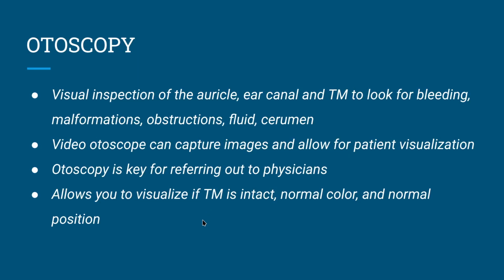So we have already talked about otoscopy. We've had a whole lecture on that. Just briefly, before you move on to testing the patient, after you've already made small talk and interacted with them and taken the case history, you're going to visually inspect the auricle, the ear canal, the eardrum. You're going to look for things like bleeding, malformations, obstructions, fluid behind the eardrum, excessive earwax.